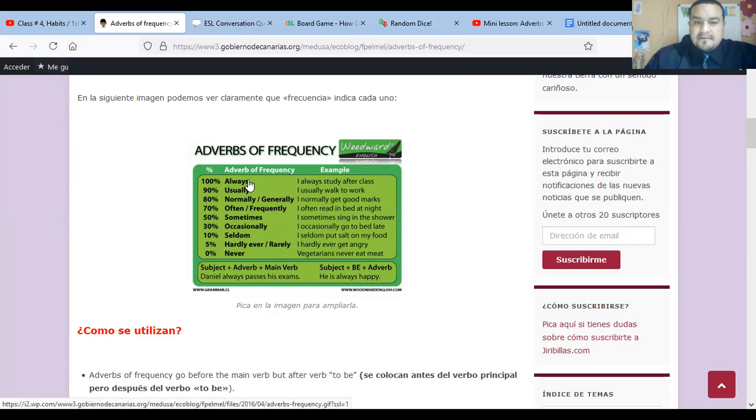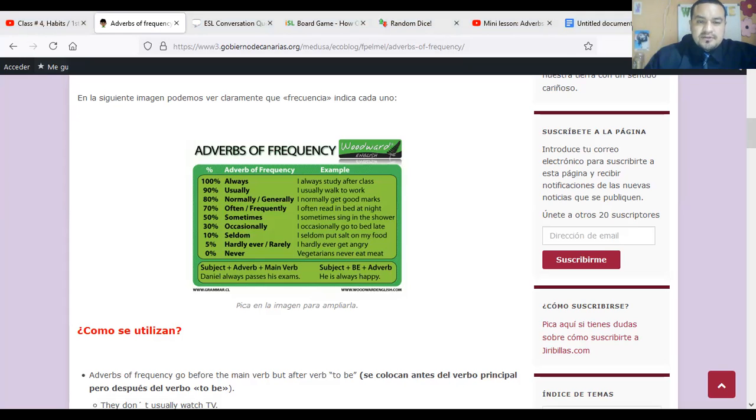As you can see, these are the adverbs of frequency, and they describe the percentage of an action. It is formed by a subject plus adverb plus the main verb. For example, subject Daniel, adverb always, passes, main verb, his exams. Subject plus be plus adverb: he is always happy. Let's look at examples. I always study after class. I usually walk to work. I normally get good marks. I often read in bed at night. I sometimes sing in the shower. I occasionally go to bed late. I seldom put salt on my food. I hardly ever get angry. Vegetarians never eat meat.